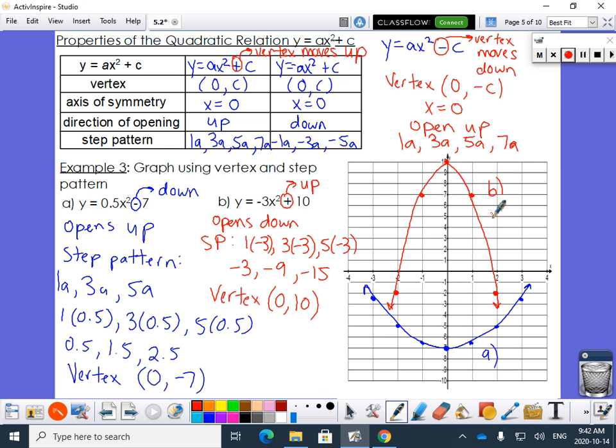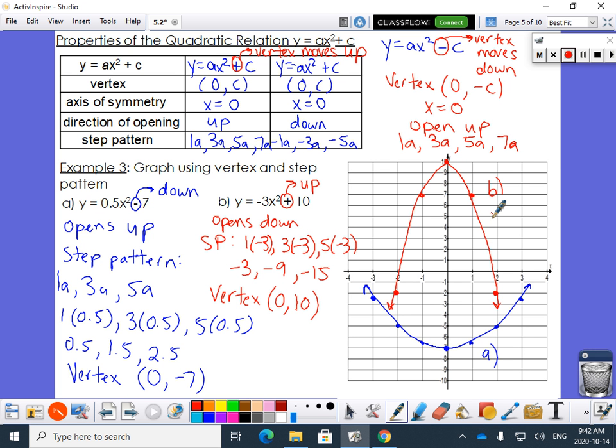Okay, and like you see it, look. We know that the vertex of our y equals x squared is 0, 0. Well, this guy has been shifted vertically upwards 10 units. Okay, this guy here has shifted down 7 units. Questions? Pretty good? Easy peasy?